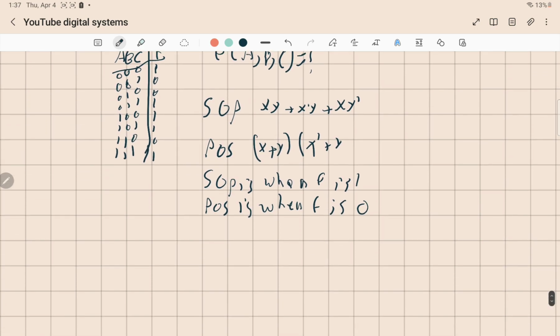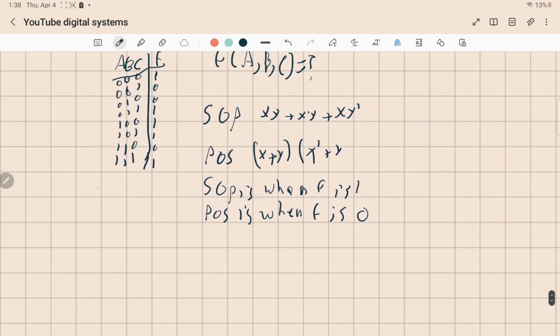Okay, so now let's make this function. For the SOP, we do 0, 0, 0, which is 1. So that means A not, B not, C not, plus whatever the next one is. This is because if A is not, B is not, and C is not, so let's say they're all 0, then it has to be 1. So this is all going to get flipped to 1.